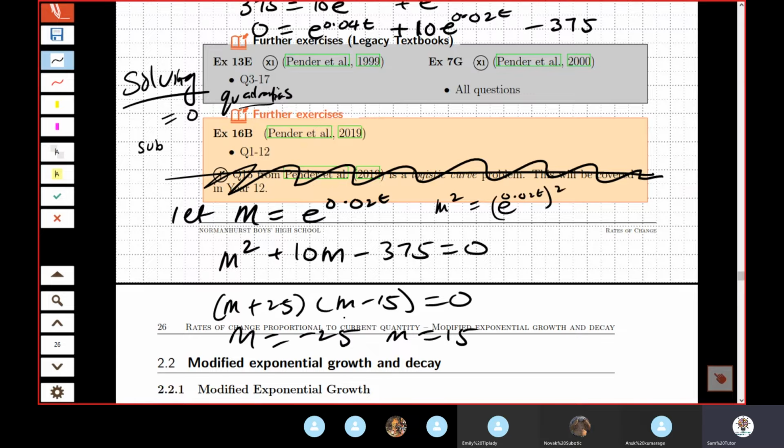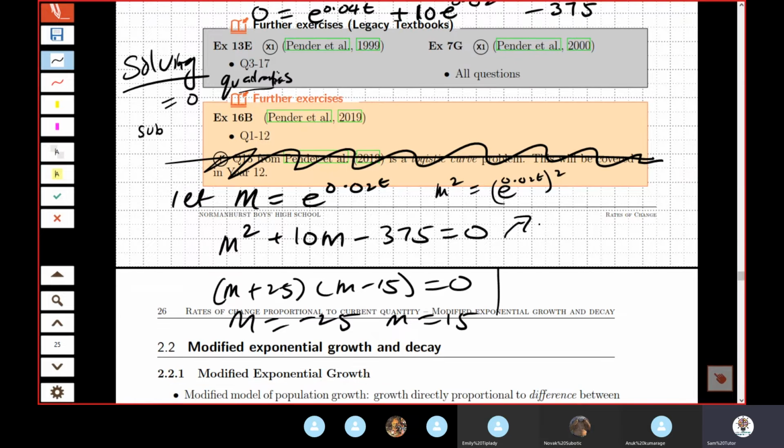Sub it back in. e to the 0.02t equals negative 25, which you can't because you can't log a negative, so that one won't work. e to the 0.02t equals 15. Log both sides. And then divide by 0.02. And you're done.